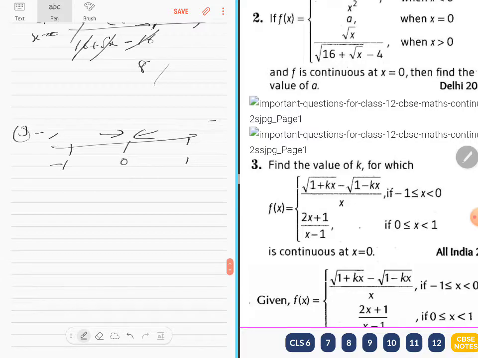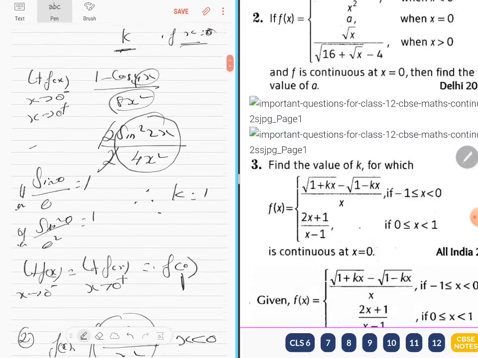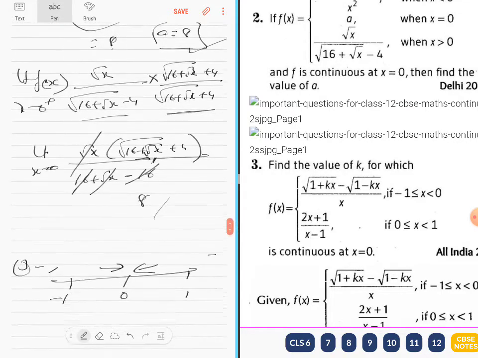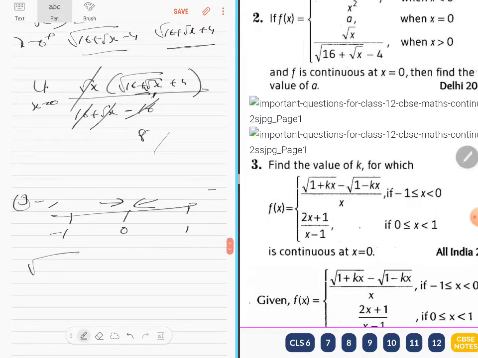And the moment you see the root, the denominator is becoming 0, right? If you see all the previous sums, the denominator is becoming 0. Only when the denominator becomes 0, I'll see whether it's sin theta by theta, or if it's algebra, I'll try to solve the algebra. If it's a square root, I'll try to rationalize the square root. I try all these things only when the denominator is 0. So this is root of 1 plus kx minus root of 1 minus kx by x. I would obviously rationalize because the denominator is becoming 0.